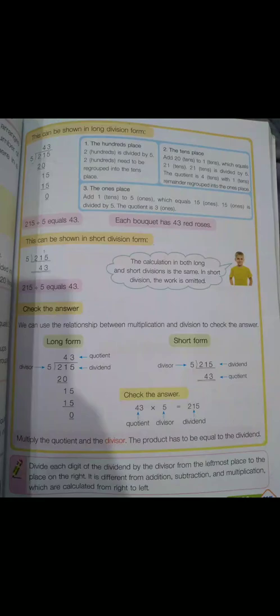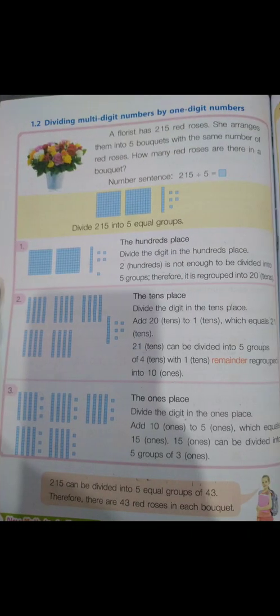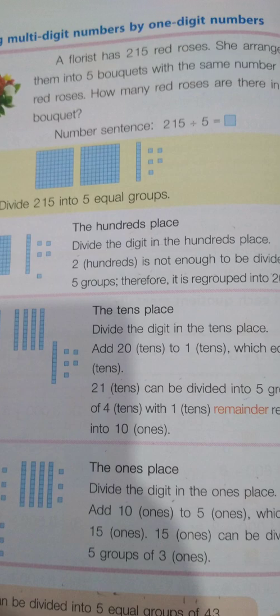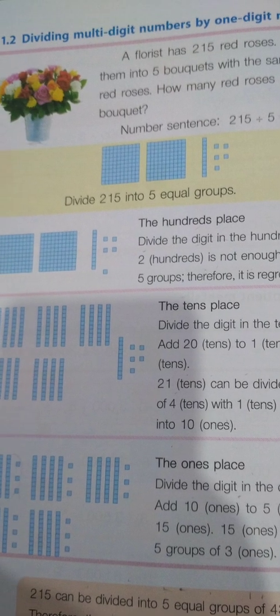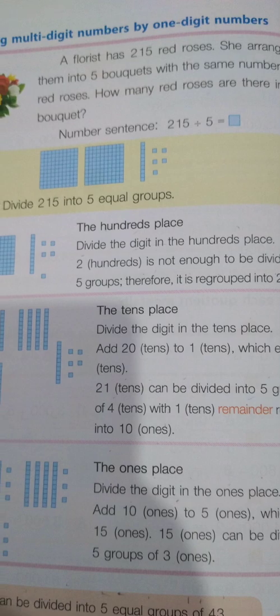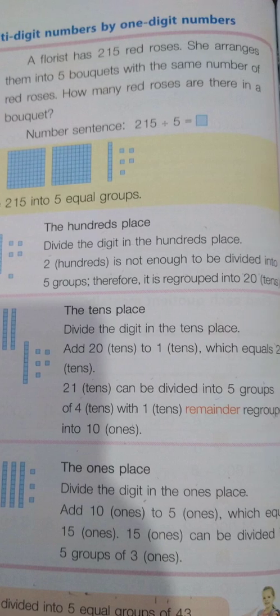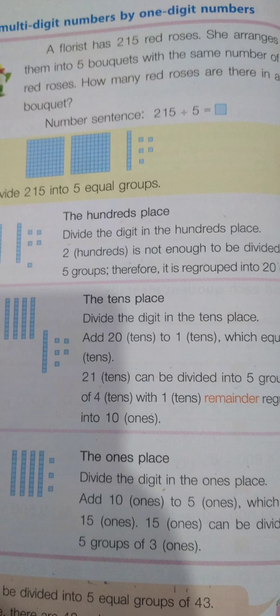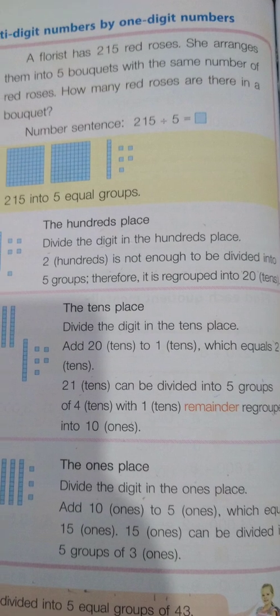Let's begin. Our topic for today is about dividing multi-digit numbers by one-digit numbers. See here. Example. A florist has 215 red roses. She arranged them into 5 bouquets with the same number of red roses. How many red roses are there in a bouquet?